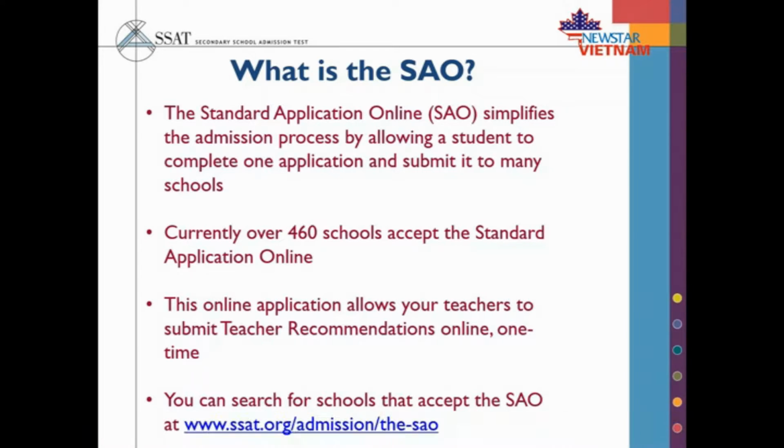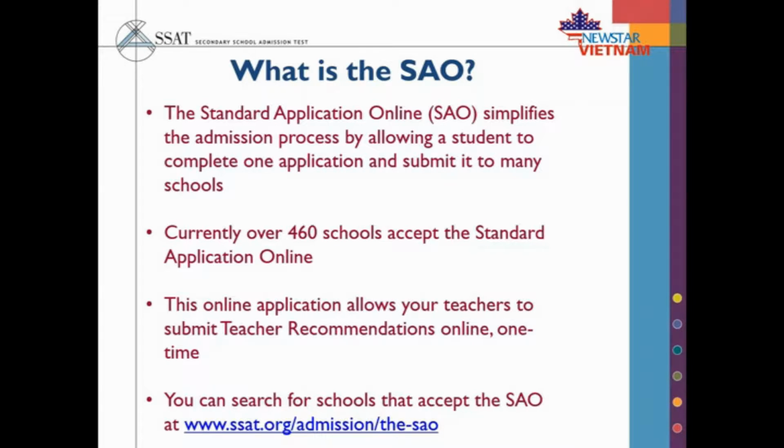So you have a few pieces of information here on the screen. One of the important ones is that we have over 460 schools that are accepting the standard application online right now. So you have a lot of options. Odds are many of the schools that you are looking at accept the standard app online.